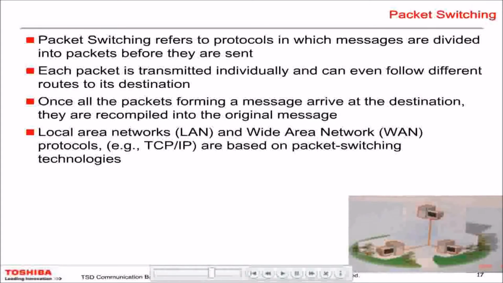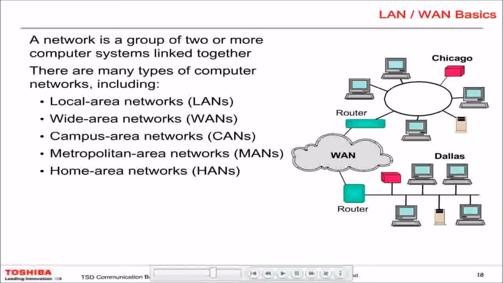Local area networks, or LANs, and wide area networks, or WANs, have protocols like TCP/IP that are based on packet switching technologies. Packet switching techniques were developed originally for data, or for sending information that was delay tolerant. A network is a group of two or more computer systems linked together.